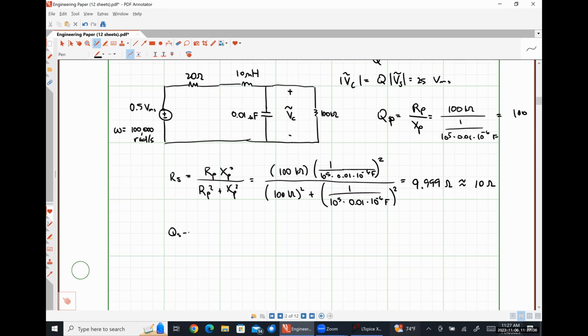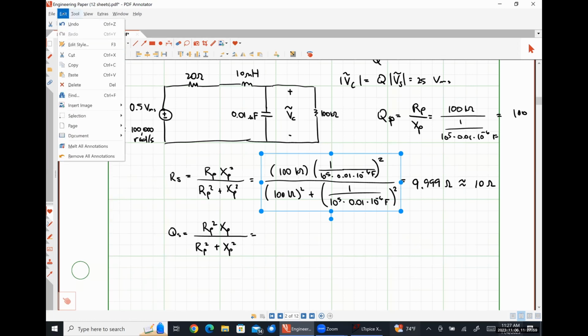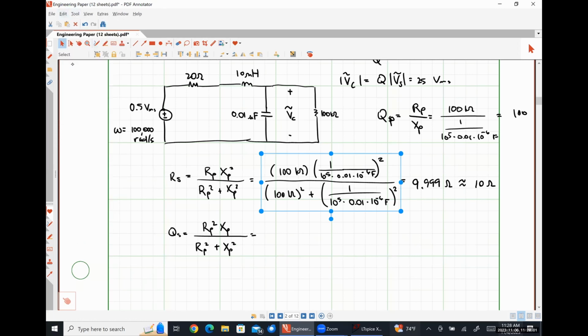Q sub S should be R P squared X P divided by R P squared plus X P squared. So it's effectively this exact same thing. I'm going to be lazy. The result's the only part that actually matters anyway.